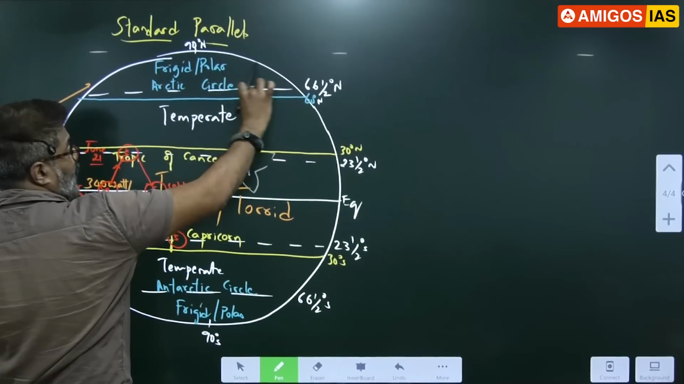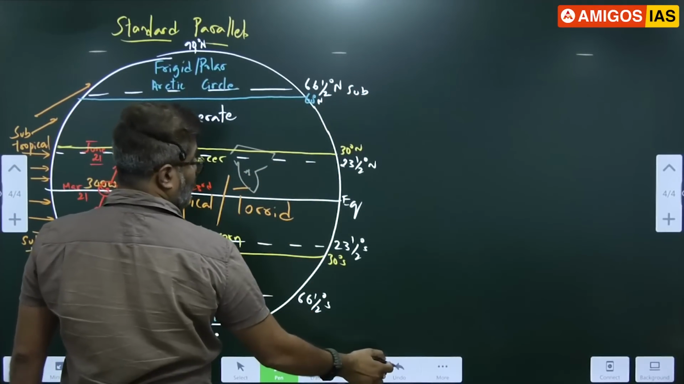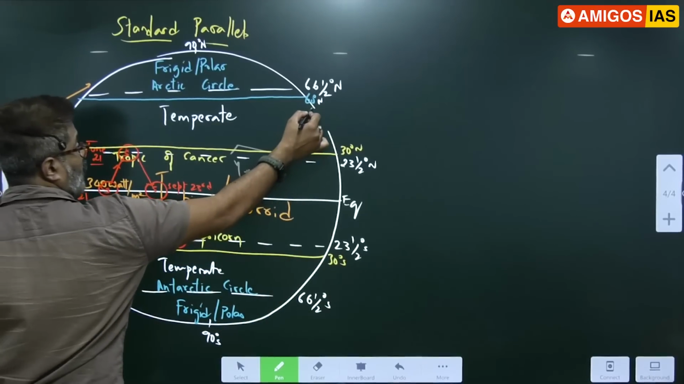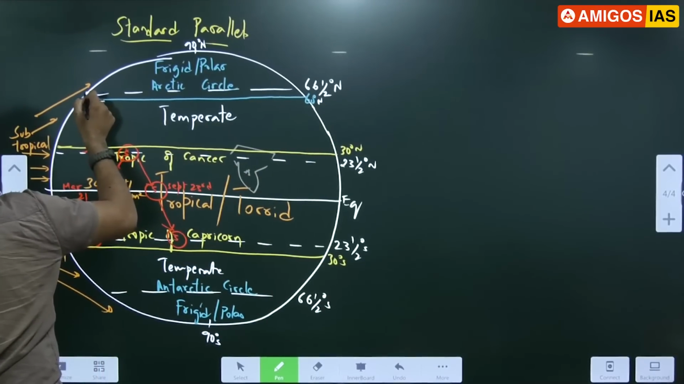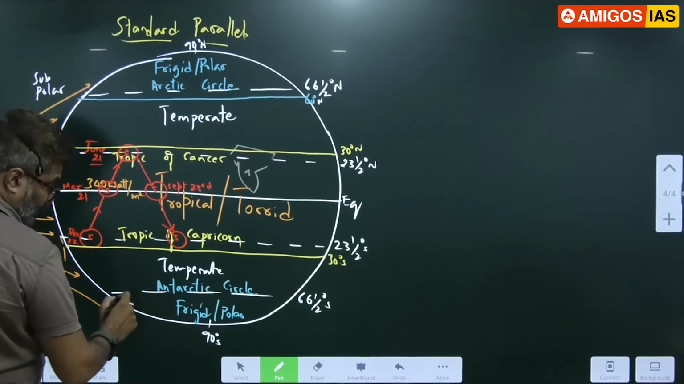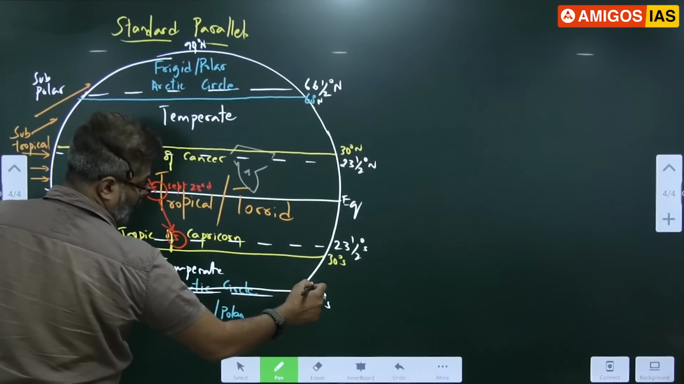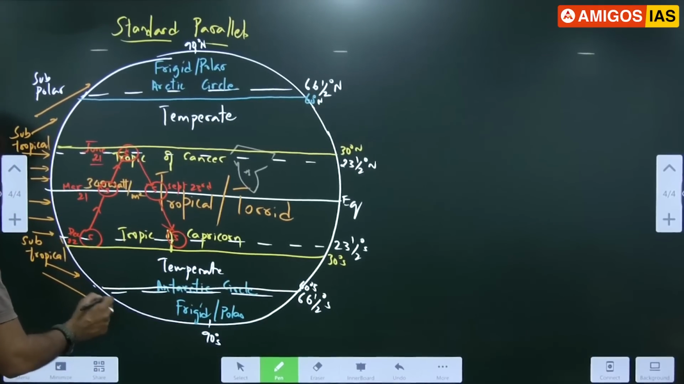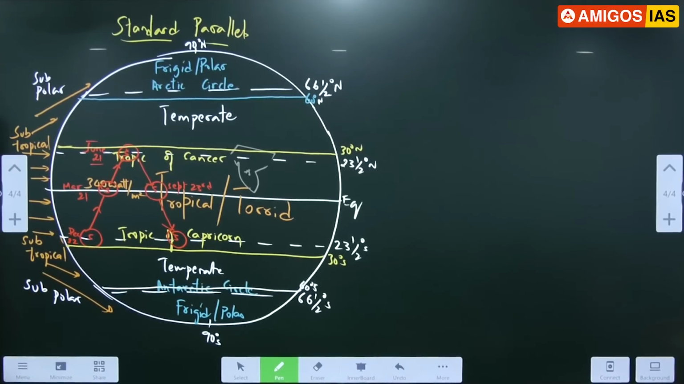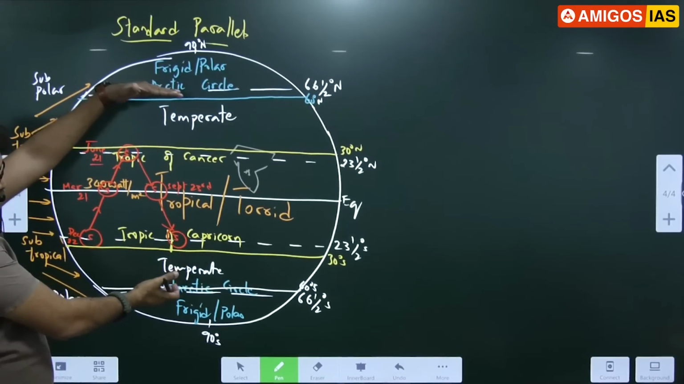This belt is called as subpolar. Here I'll write. This belt is called as subpolar. Here also, subpolar. Okay. So these are called as climatic zones of the earth. Tropical, subtropical, temperate, subpolar, polar.